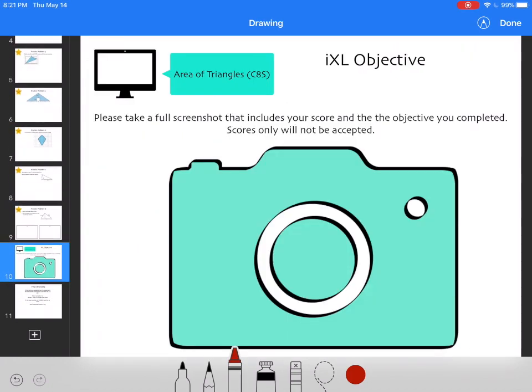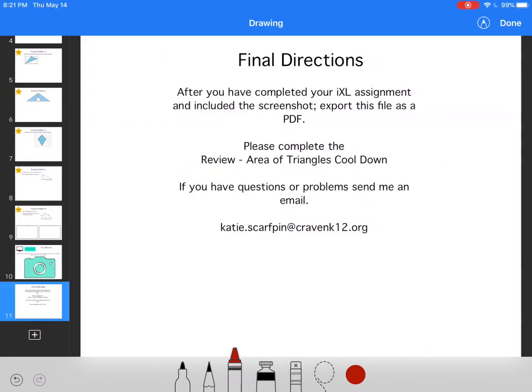So now you need to go on IXL, and you're going to do your area of triangles IXL objective and take a screenshot, and then go ahead and do your cool down for your review of triangles.